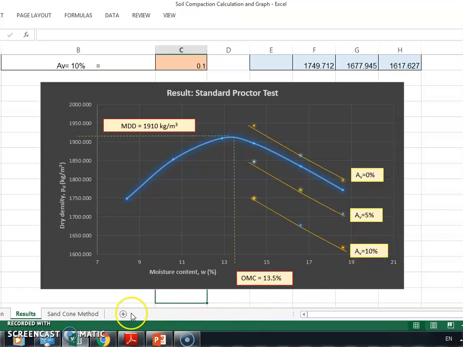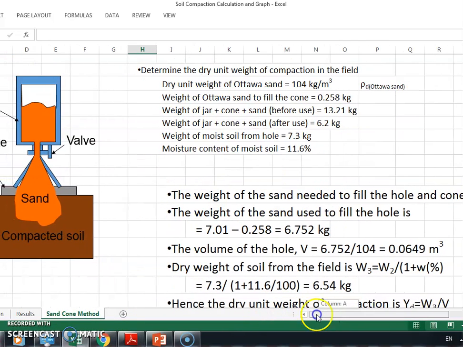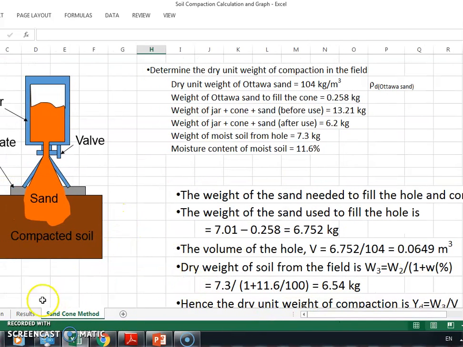So I think that's all for this example. I hope later on you can proceed to study the sand cone method, because the sand cone method is also one of the calculation and analysis types that you need to know in controlling the compaction that we have done in the field. So that's all. Thank you.